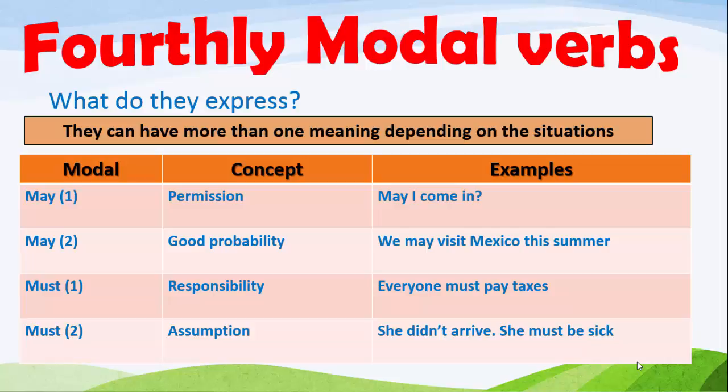And we use must to express logical assumption. She didn't arrive. She must be sick. So I have a reason and a result. Because of that, it's called logical assumption. She didn't arrive. She must be sick.